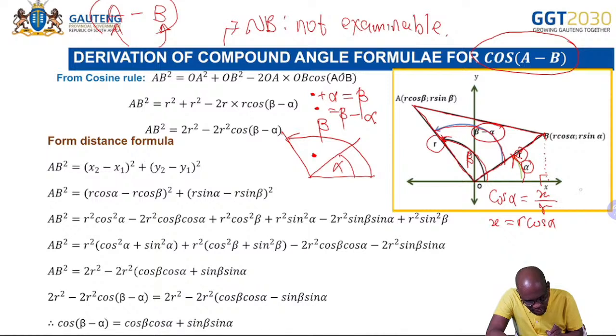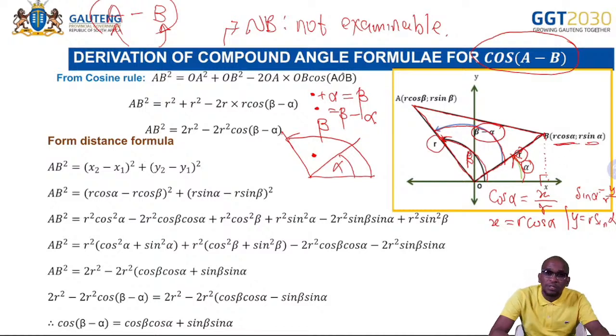And you can do the same for sine of alpha. It would be y over the hypotenuse r, which means that y will then be equal to r sine of alpha, like that. So that is how you are going to get the coordinates of point B: r cos alpha, r sin alpha.